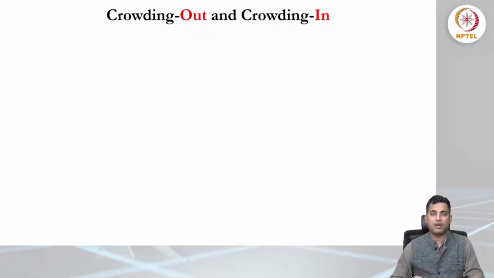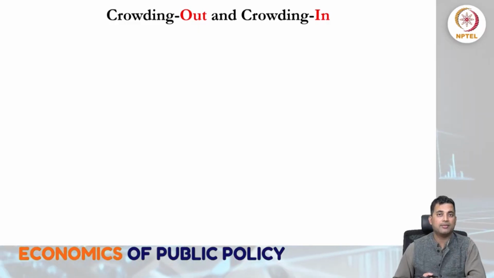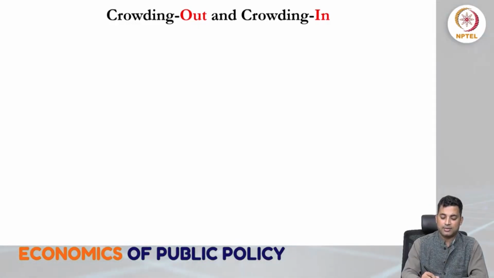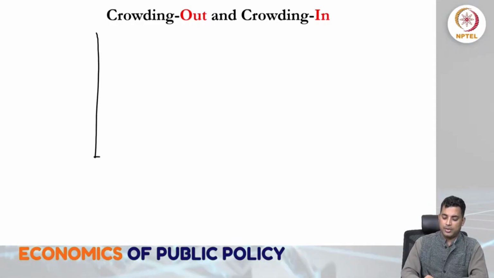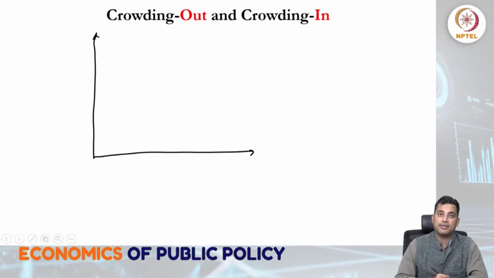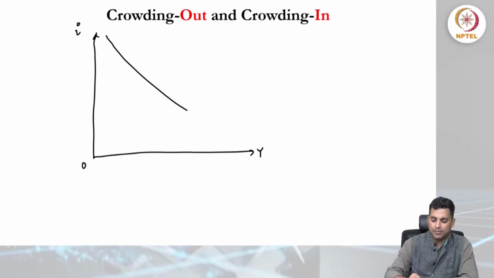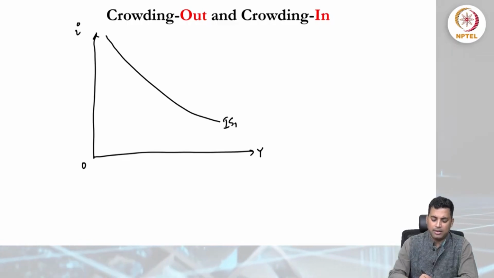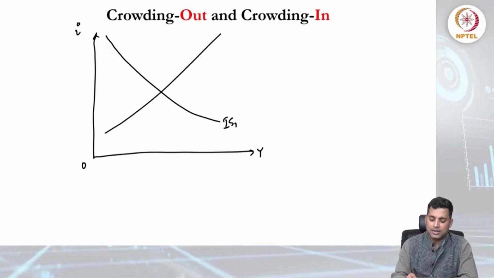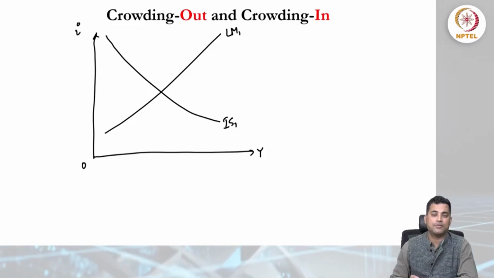So now let's move further, because this is very important, and we already discussed this crowding out and crowding in in context of investment and savings. So let us also discuss here with the help of IS and LM, rate of interest and here income. As we know, the IS curve, say IS1, is a representation of the product market, and LM1 is representing the equilibrium conditions of the money market.